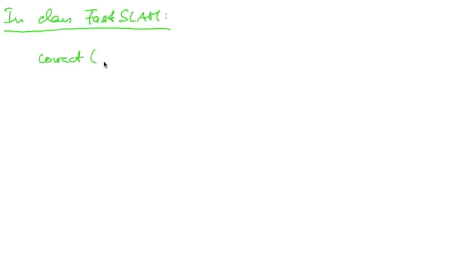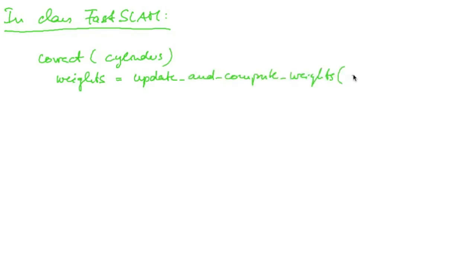So our correction step will be a member function of the FastSlam class. So in the class FastSlam, we will have the function correct, and this will take our measured cylinders. Now exactly as in our previous particle filter, the correction step will have two sub-steps. The first is computing all weights, and we'll call this function update and compute weights, and it will take the measurements. And then the second sub-step will do the resampling.